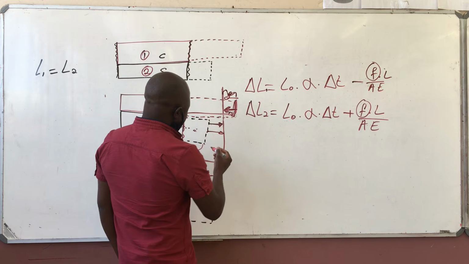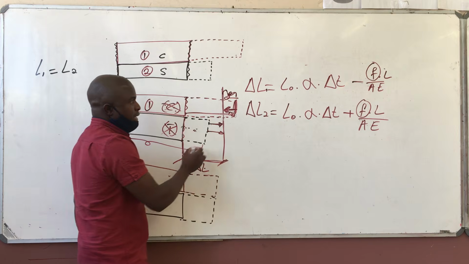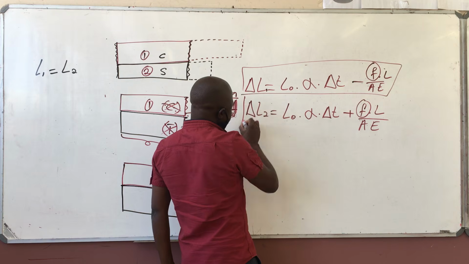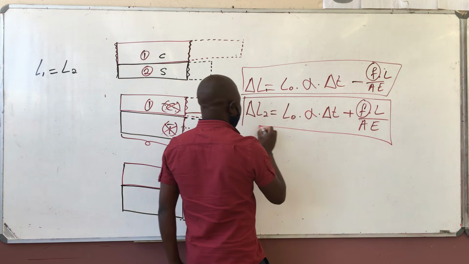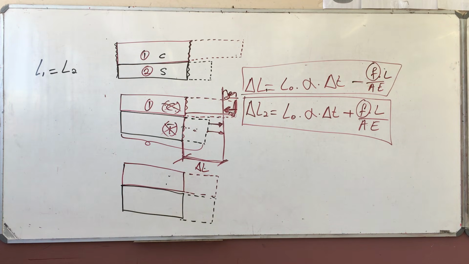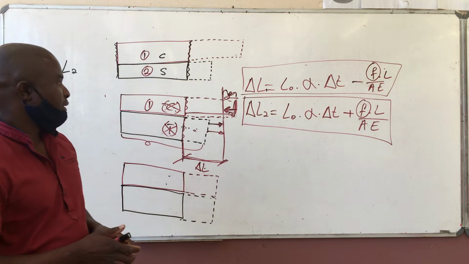So, as I told you, at the end, the total change in length is the same. Meaning, when you use this formula to calculate change in length, you must get the same value as when you use that formula. The values must be the same. When they say calculate change in length, you either use the one on top or the one at the bottom. Do you understand that part? Okay.